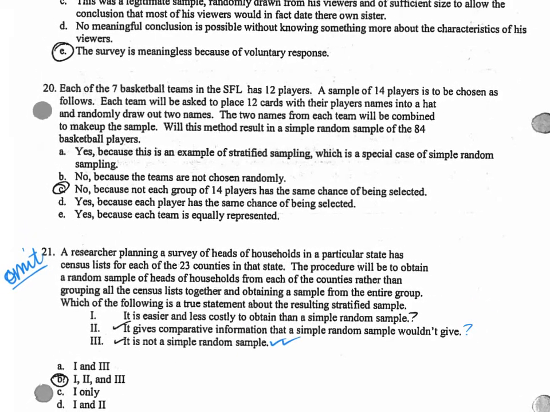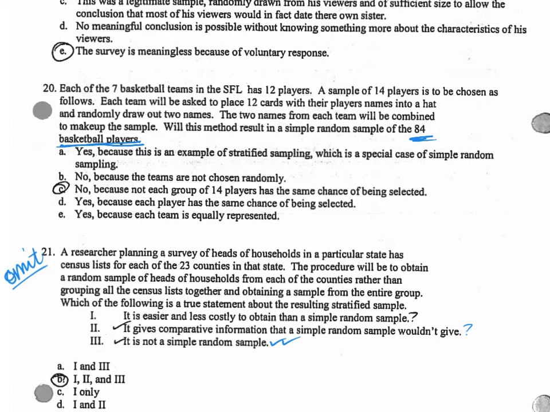This one is C, and here's why. Let's review how they're doing this little information. There are 7 teams in this basketball league. Each team has 12 players. So there is a total of 84 players in the league. Okay? So it looks like they're wanting to get a representative sample. So they're wanting to pick 2 players from each team.